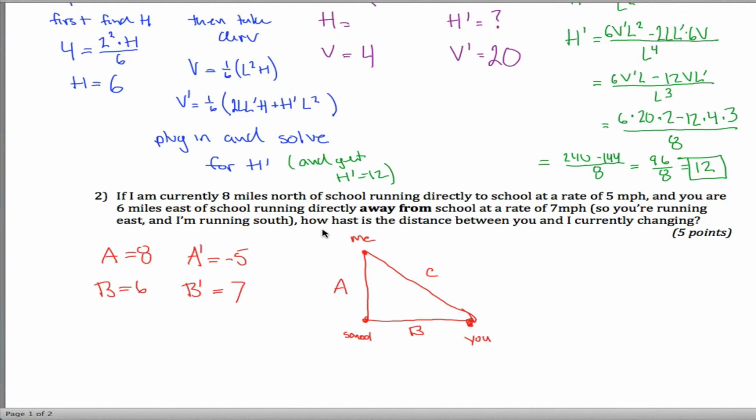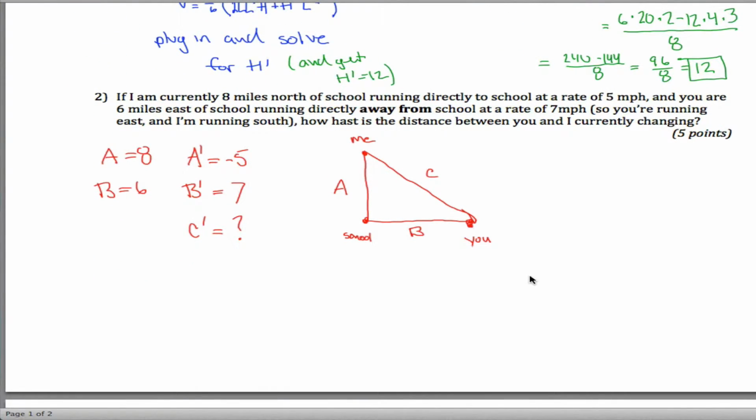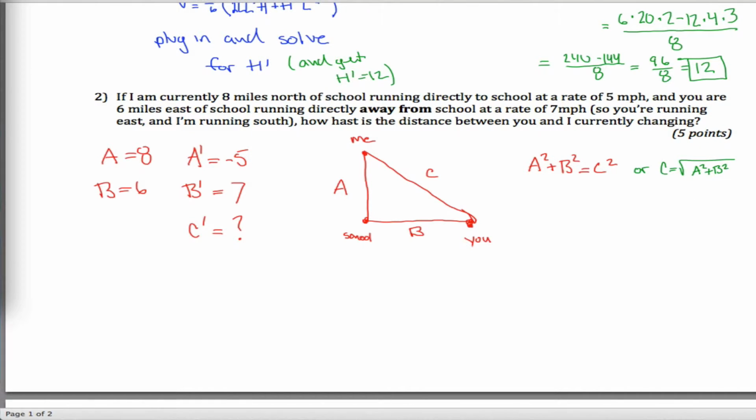Then the question goes on to ask, how fast is the distance between you and I currently changing? What's C prime equal to? Well, a couple different options on how you could do this. You could either say a squared plus b squared equals c squared. Maybe I'll write over here in a different color. Or you could say c is equal to the square root of a squared plus b squared. Either way, I don't care how you do it. I'm going to do it the red way.